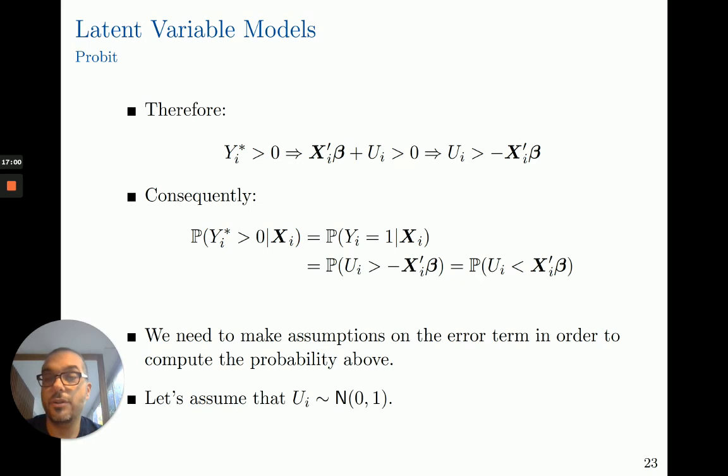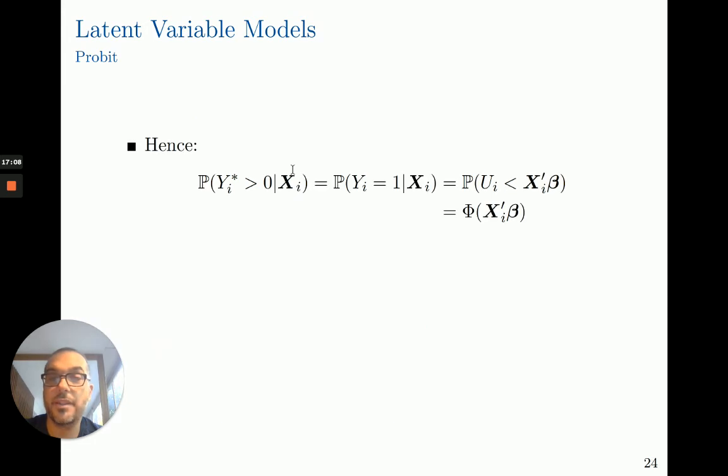So what's the simplest error that we can imagine? Gaussian. If we assume that u is normal with zero mean and unit variance, we have the probability of y star larger than 0 given x, which is the probability of y equal to 1 given x, which is the probability of u being less than x prime beta. But as u is a standard normal, that's just phi of x beta, and then we derived the probit model. So that's another way of deriving the probit model, coming from a latent variable.